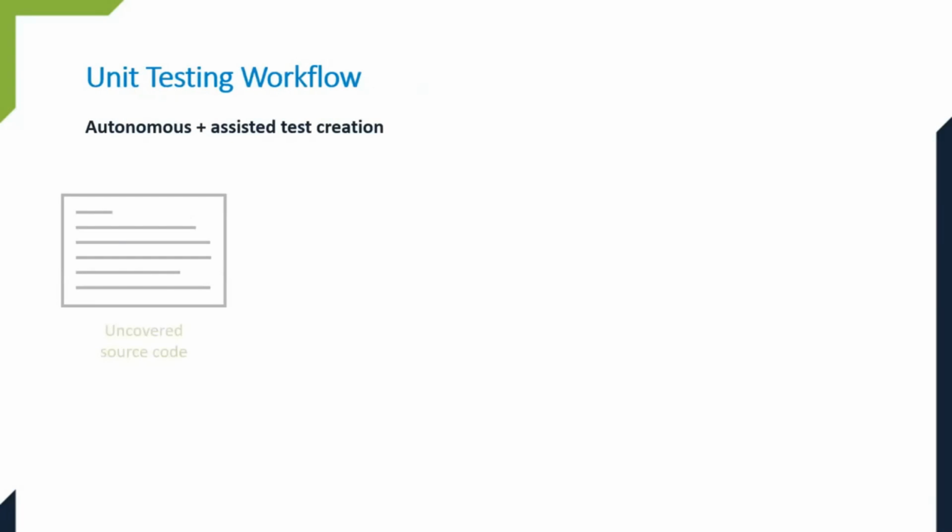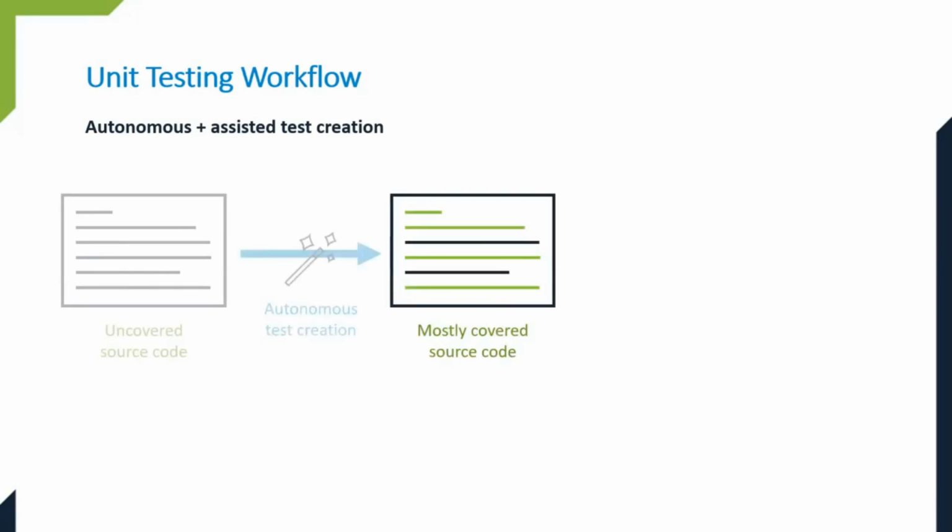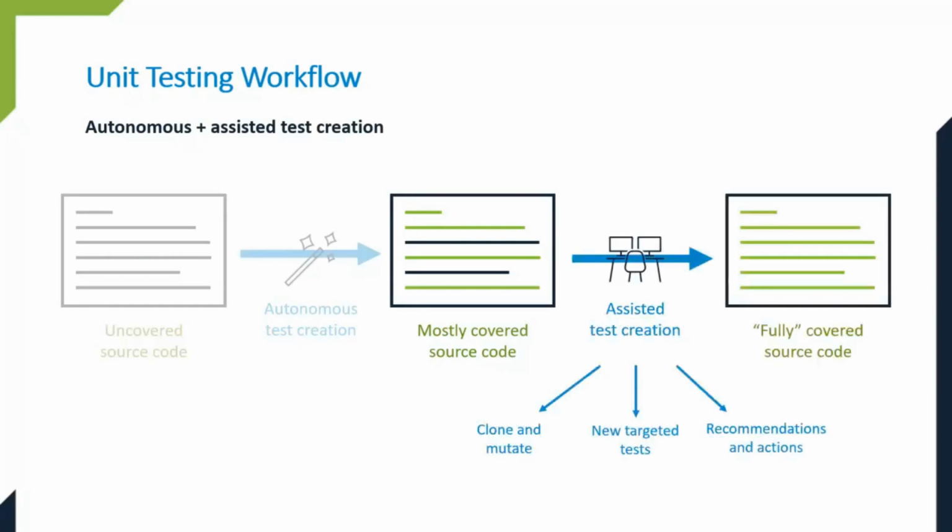Okay, remember this slide? So we saw how we took uncovered source code and we got mostly covered source code, right? One was 97%, one was 42%, which I don't know if that is mostly covered, but it's at least partially covered. So now what we need to do is take the next step, right? We need to be able to fill in the gaps of coverage.